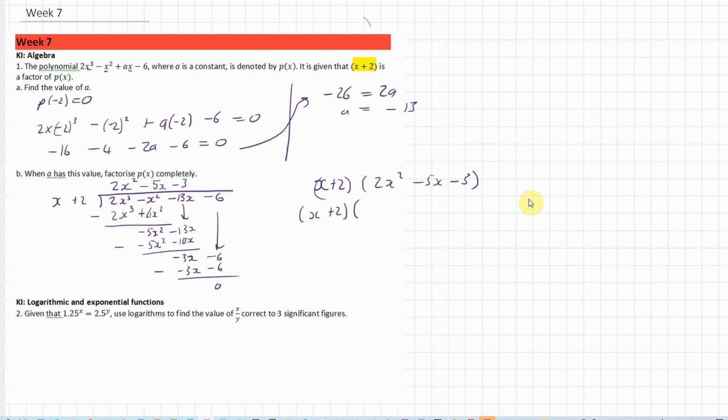And if I factorize that, I think I should get 2x and then x here, minus 3 over here, and plus 1 here, just using factorization. And that should be the answer for that. That looks perfectly acceptable to me.